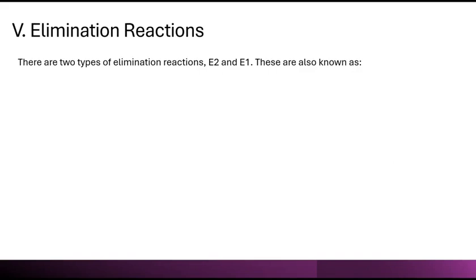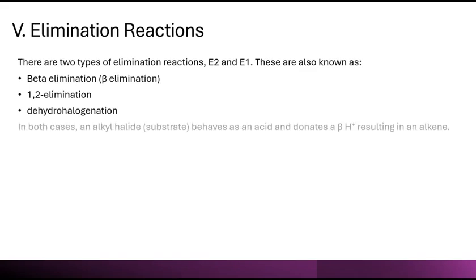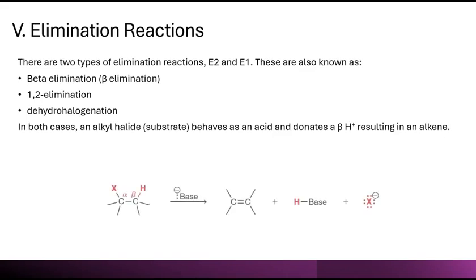5. Elimination reactions. There are 2 types of elimination reactions, E2 and E1. These are also known as beta elimination, 1,2 elimination, and dehydrohalogenation. In both cases, E1 and E2, an alkyl halide or a substrate behaves as an acid and donates a beta H+, which will result in an alkene.